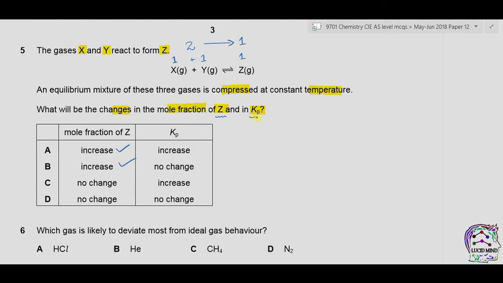Second thing is Kp. Now we know that Kp or Kc is only affected by temperature. It is not affected by concentration or pressure or catalyst. As temperature is constant, Kp will not change. The answer is therefore B.